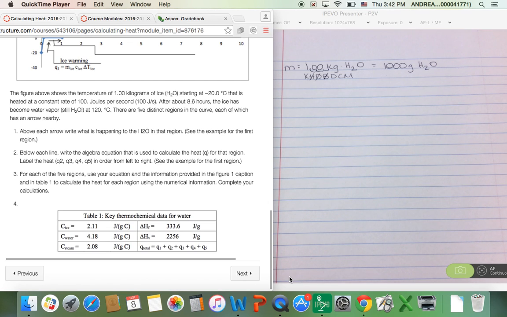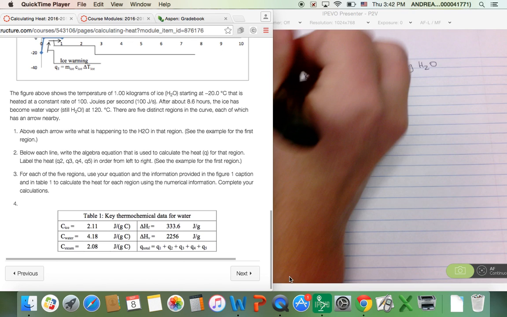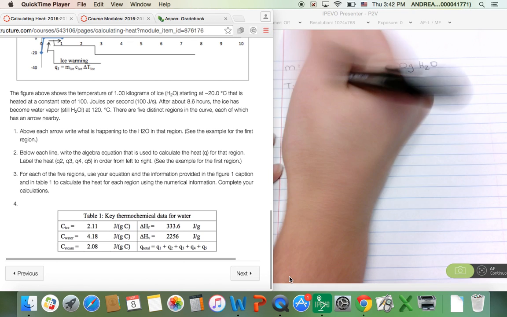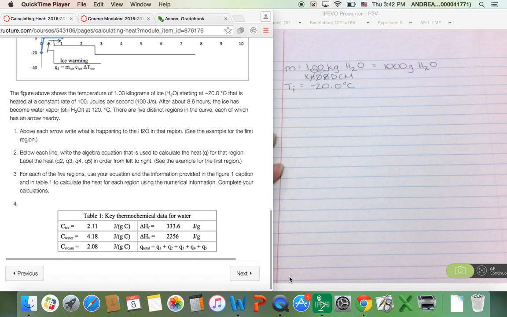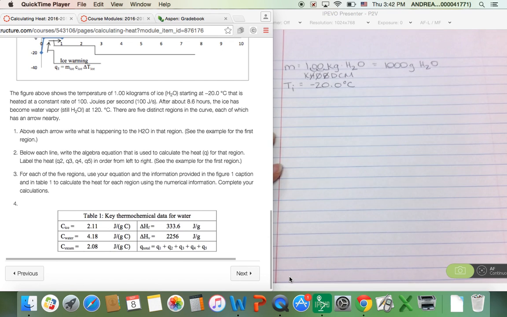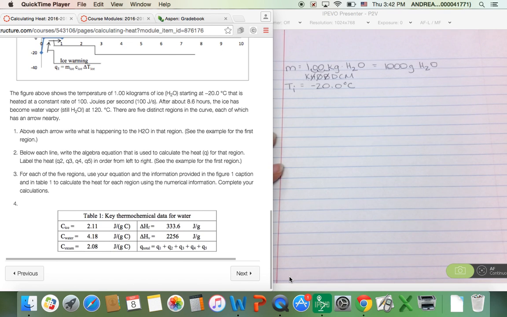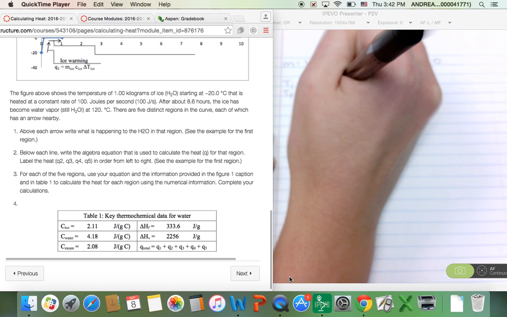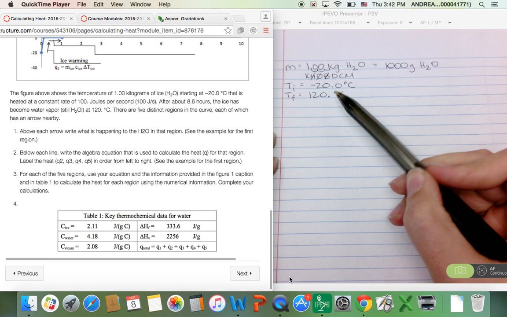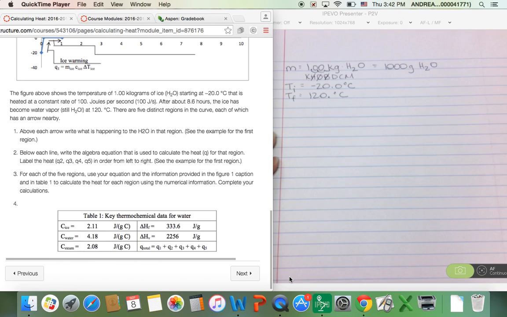The next thing, it says that it was starting at negative 20 degrees Celsius. So the initial temperature is negative 20 degrees Celsius. It's heated at a constant rate of 100 joules per second. I'm not going to worry about that right now. After about 8.5 hours, the ice has become water vapor, which is still water, at 120 degrees Celsius. So I'm going to end at 120 degrees Celsius. Remember, this decimal makes that number count as 3 significant digits.